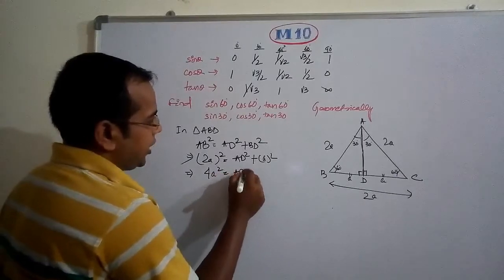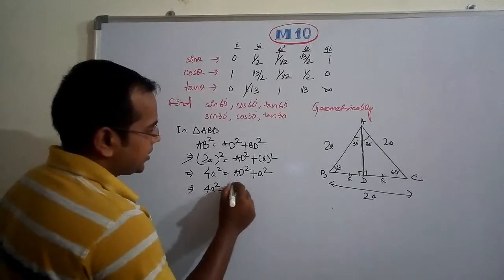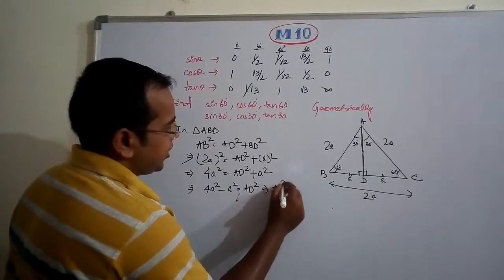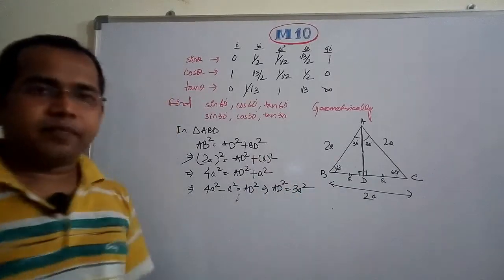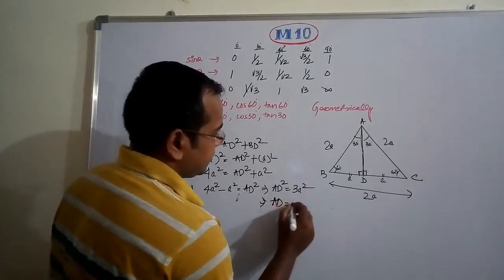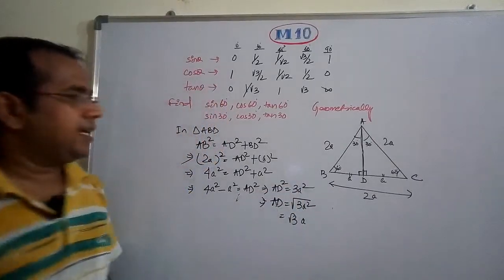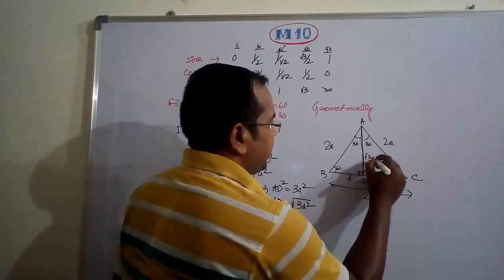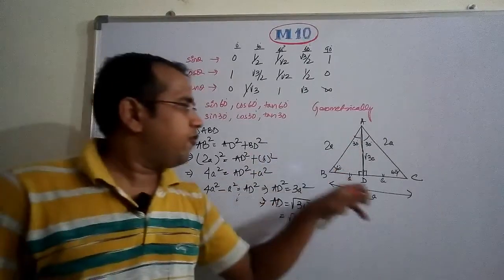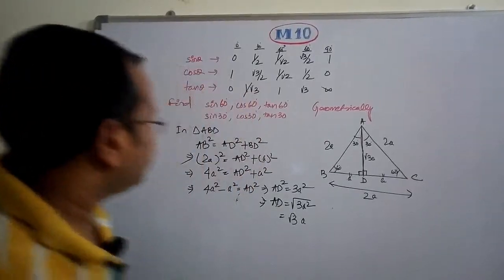So what are we going to get? 4a square equals AD square plus a square. That is 4a square minus a square equals AD square. That implies AD square equals 3a square. To find AD, take the square root. So you are going to get root 3 a. Now you have got this side as root 3 a. Okay. Now we have got the values of all the sides. Now we need to find out sin 60, cos 60 and tan 60 first. Let us find out.